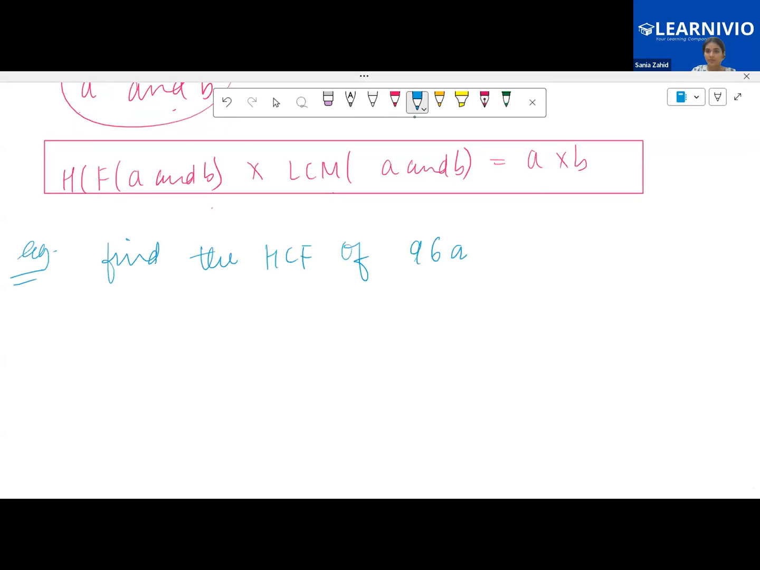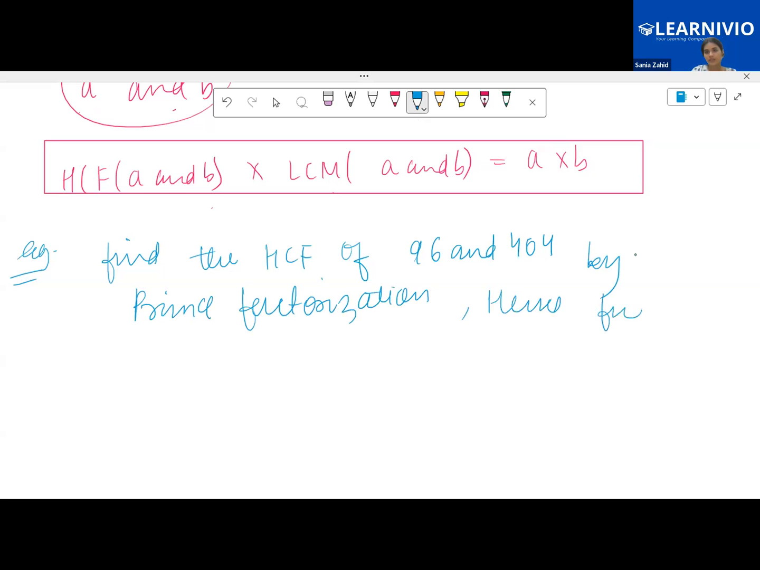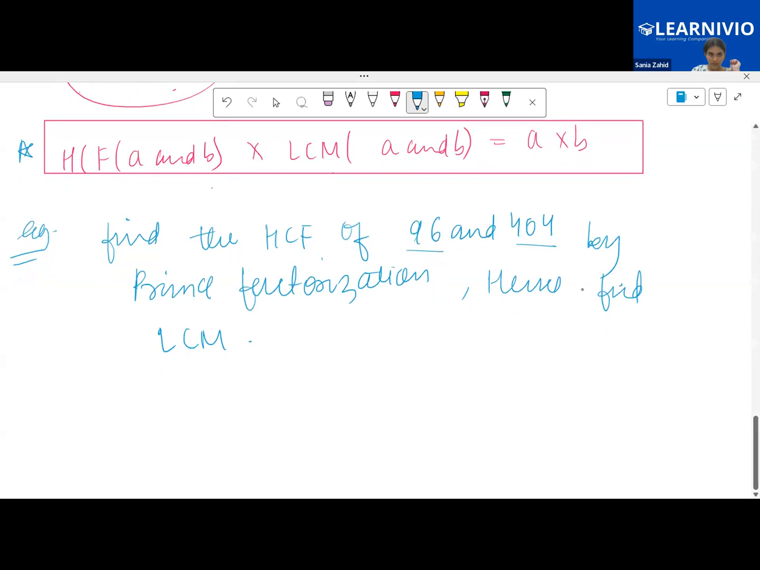So we have an example on it: find the HCF of 96 and 404 by prime factorization. Hence, find the LCM. Okay, so first of all, you just have to find the HCF of 96 and 404. And once you have found the HCF, then you use this formula to find its LCM. All right? Okay. Please start doing it.